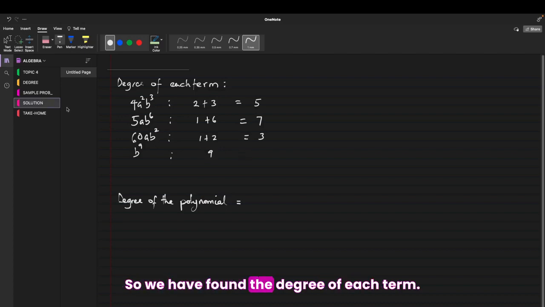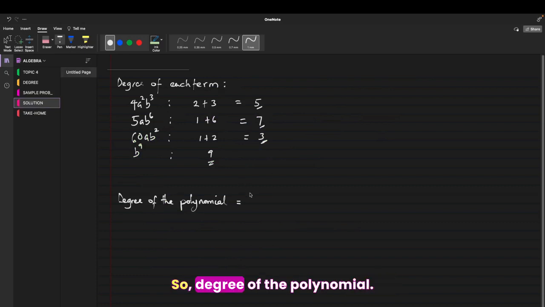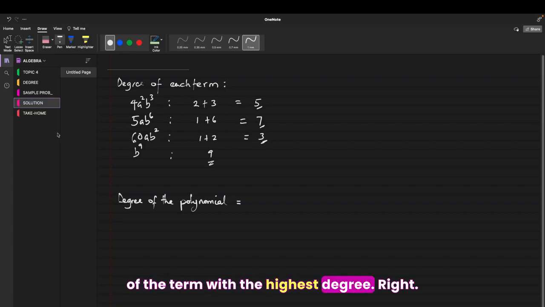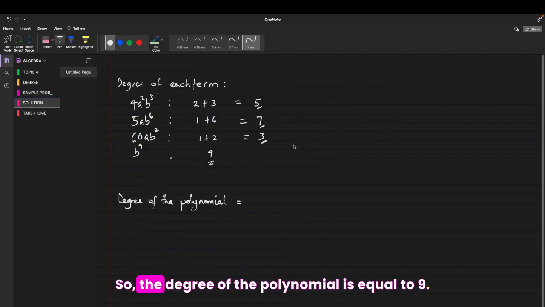So we have found the degree of each term, right? Find the degree of the polynomial. Degree of the polynomial, again, we defined as the degree of the term with the highest degree, right? So what's the term with the highest degree? That's definitely 9. So the degree of the polynomial is equal to 9.